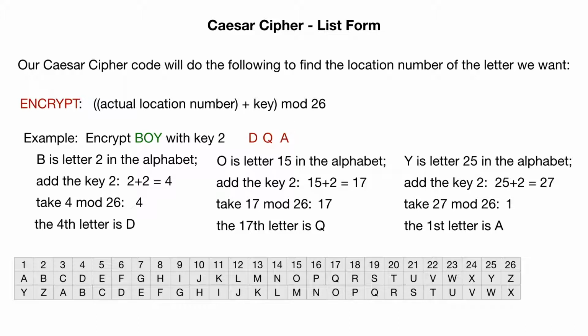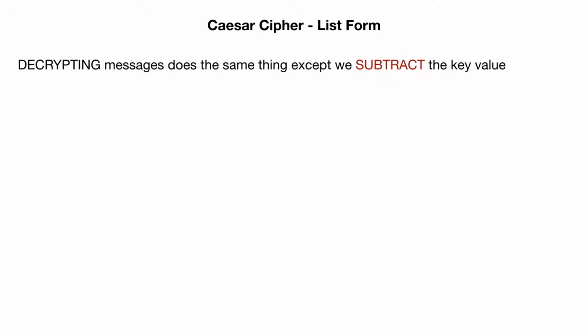So encrypting the word boy using key 2 is DQA. If you got that, you are amazing. Let's look now at decryption. How do we go the other way? Well, to go the other way, instead of adding the key, we're going to be subtracting the key. So how does that work?